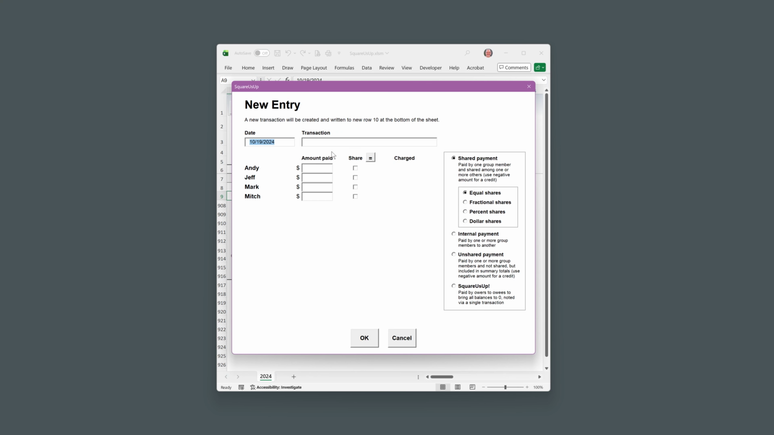For the next transaction, Mark bought gas for his car. But because they were using Mark's car, the group agreed that Mark would not pay for gas for the whole trip. The other 3 would share the expense equally. So we're going to go to fractional shares and have each one of the other 3 pay 1/3 of the cost, which would of course leave Mark owing nothing, as shown in the charged column.